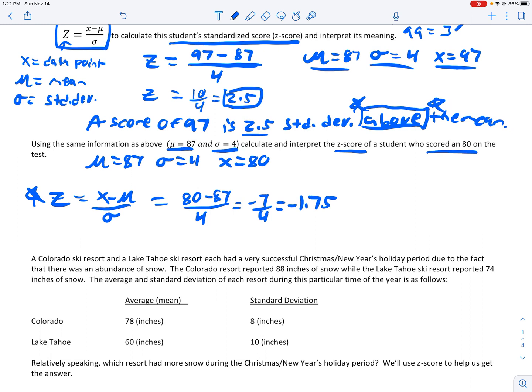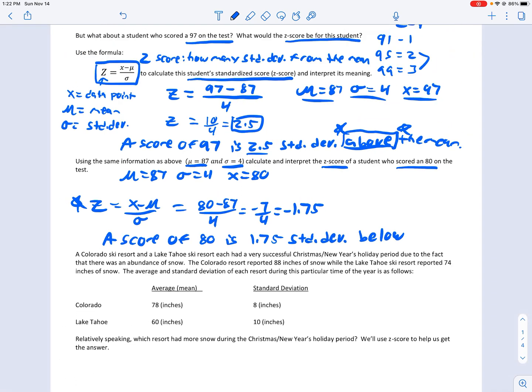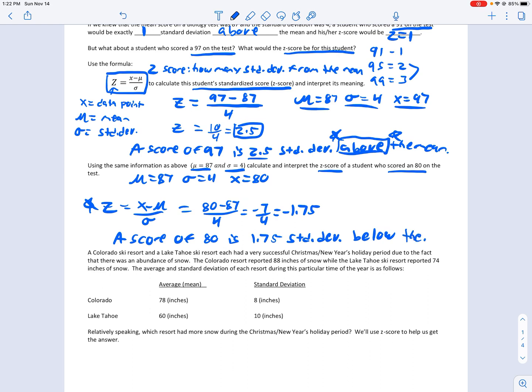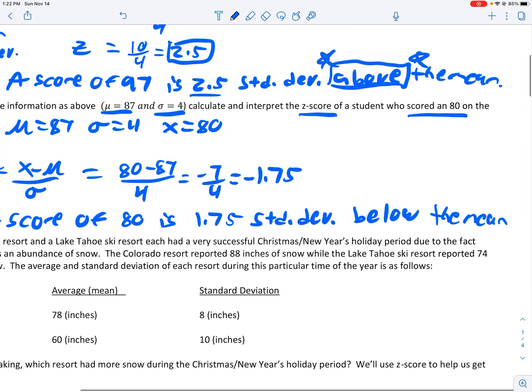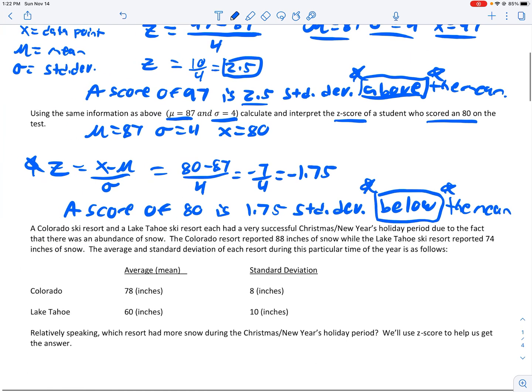Okay, so what does that mean? That means a score of 80 is 1.75 standard deviations below the mean. Again, you must state whether it's above or below. It's 1.75 standard deviations below because it's a negative 1.75.